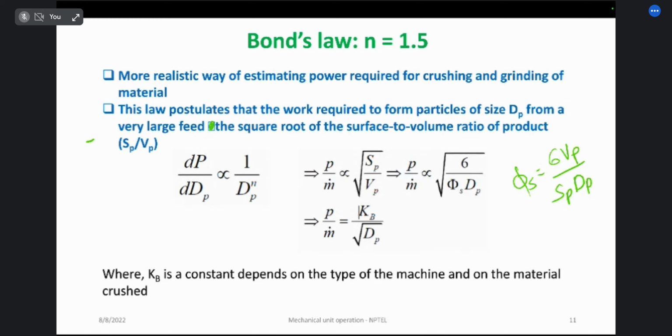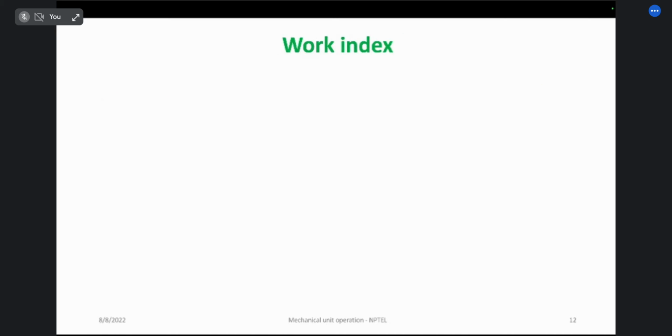Then P by m dot is equal to Kb, which is the Bond's constant, divided by under root dP. So Kb is a constant that depends on the type of machine and on the material class. So this law is much more practical in nature, and it depends on the different varieties of materials as well as different types of operations on the various machines.